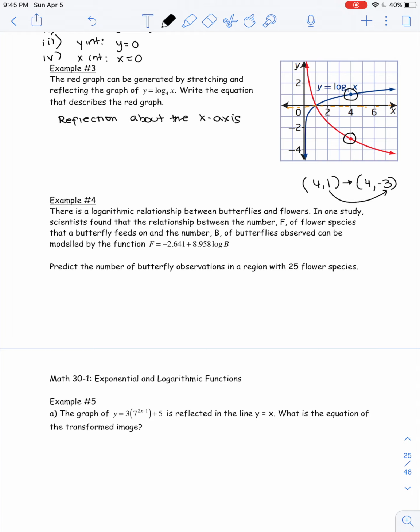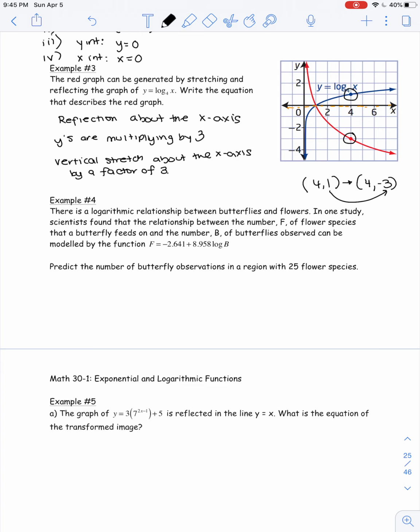Now, what happened to take us from this to this number? Well, we're multiplying by 3. Our y's are multiplying by 3. And because of that, we know that there is a vertical stretch about the x-axis by a factor of 3.